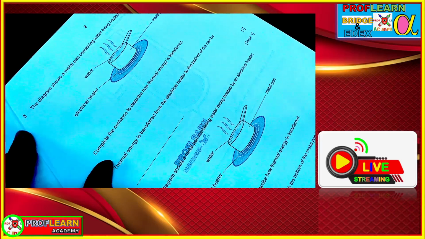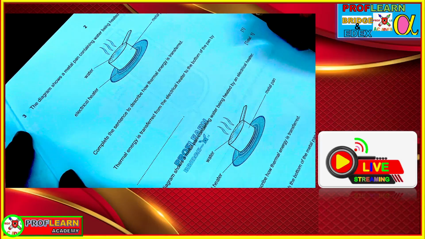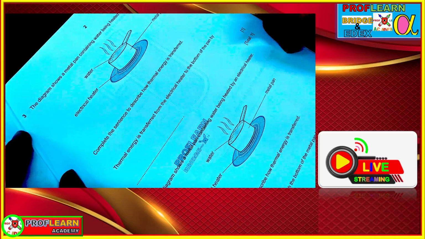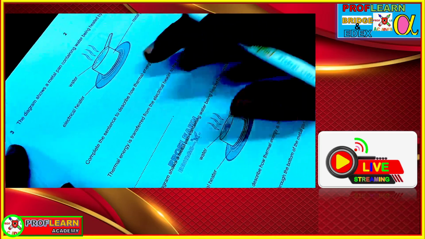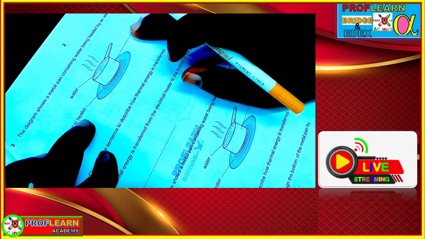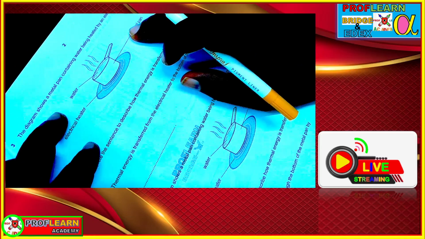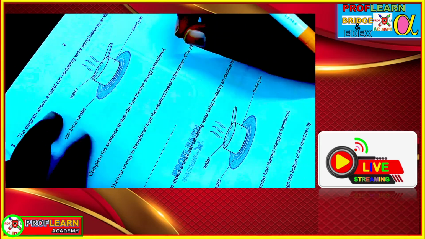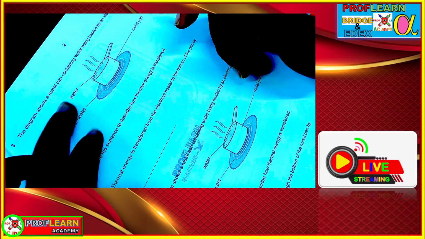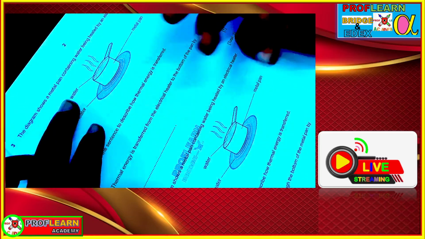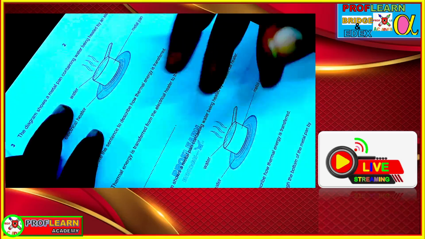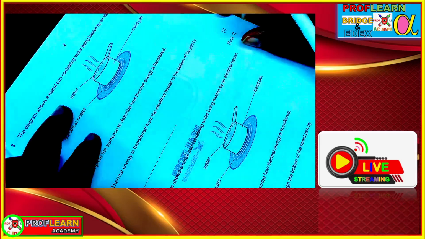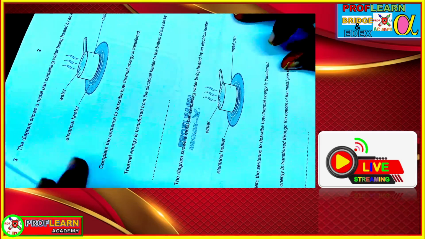Now moving to question 3, we're told the diagram shows a metal pan containing water being heated by an electric heater. We have the heater down here, and we have the pan. The pan is made of a good conductor, it's metallic, so it conducts heat. Then we have water, which absorbs the heat from the pan, and heat will be transferred in liquids through convection. We shall look at that.